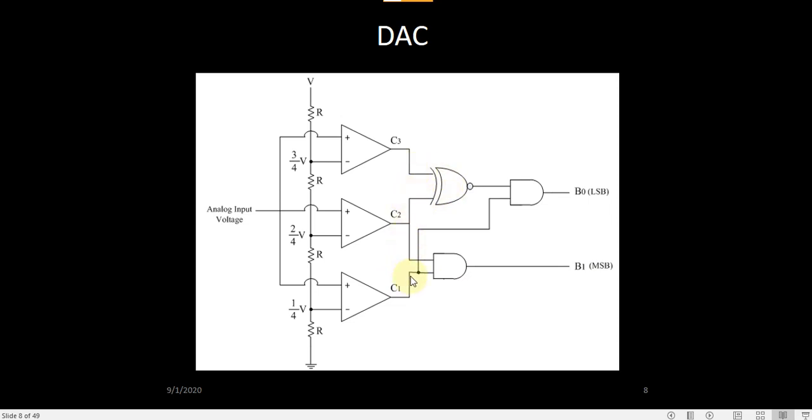See, if you have 0, 0 here, the output should be B0, B1, a 2 bit output. What this ADC does is create a 2 bit output. If the voltage is between 0 to 1 by 4, it will create 0, 0 output. If the voltage is between 1 by 4 to 2 by 4, it will create 0, 1. And if it is more than that, it will create the next bit. And if it is more than 3 by 4, 1, 1. So it will create those 4 combinations as per the input signal.